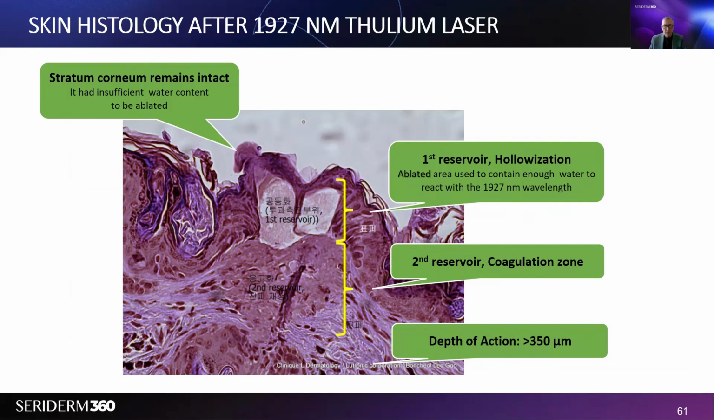Now whilst that's firing, you also get this second area. This is a coagulation zone. So now you can coagulate an area for stimulating collagen.